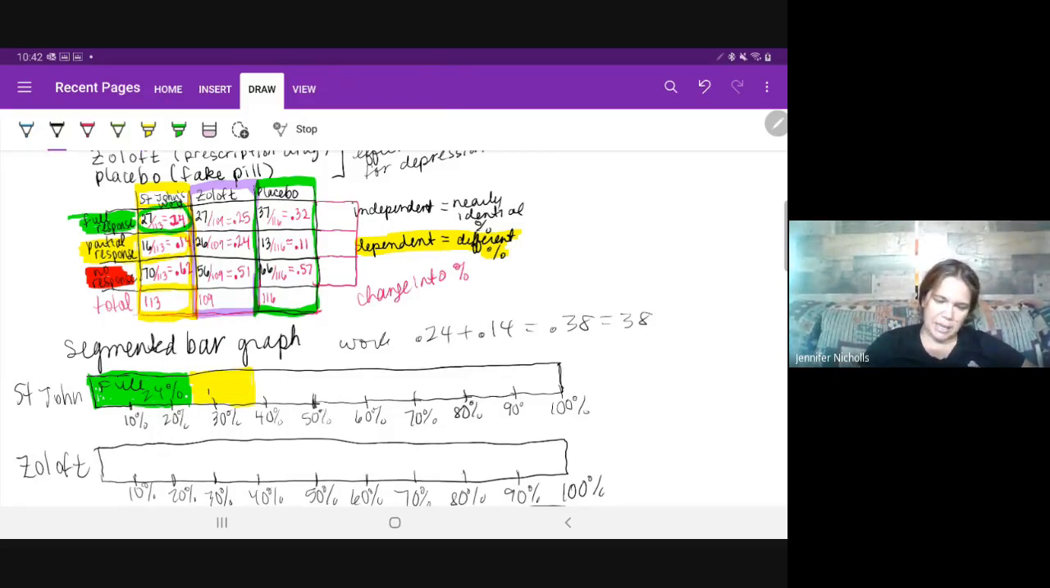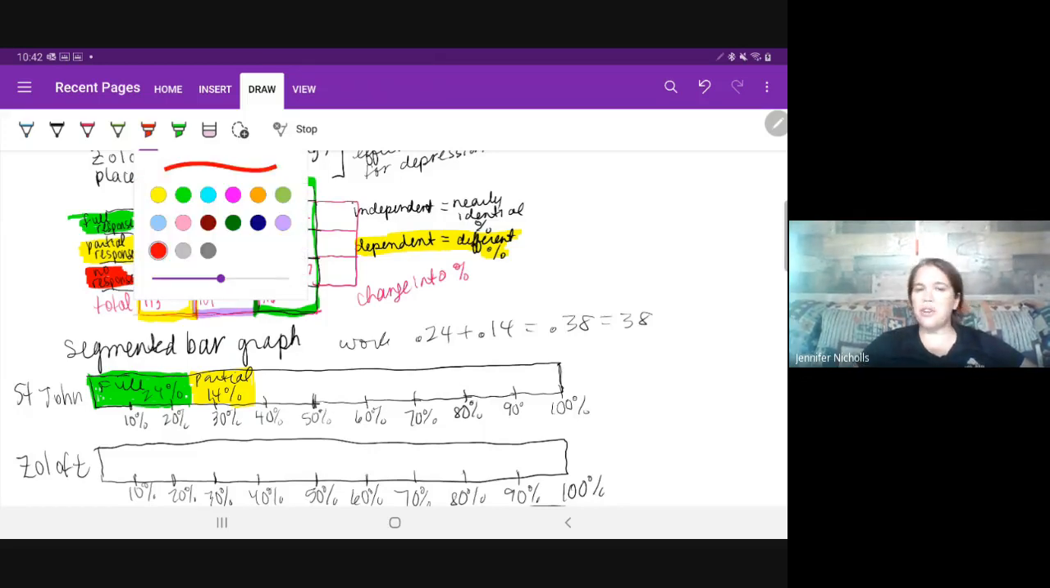So this is 14%. That looks good though, right? The 24% and the 14% adding to be 38%. And this is partial. And then the rest is 62. So shouldn't that just be the whole rest of the graph? It should just be the whole rest of the graph.